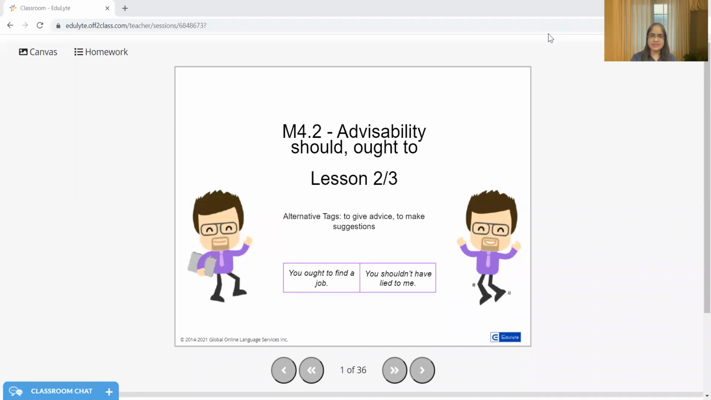So let's start. Read the two sentences that are mentioned on your screen. First is, you ought to find a job. And the second one is, you should not have lied to me. You can also pronounce it as shouldn't. You shouldn't have lied to me. Both are same. What is the difference between these two sentences? At the first place, I'm using ought to. At the second place, I'm using should or should not. So what is the difference? Let's explore.